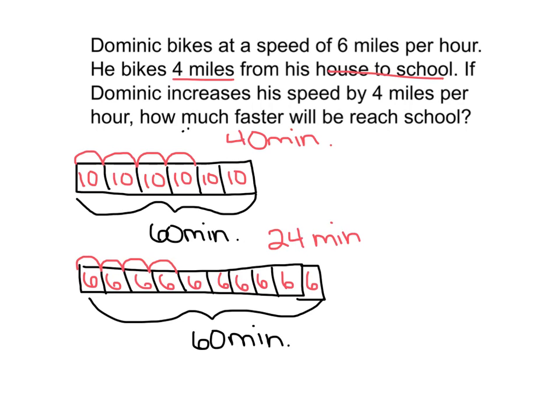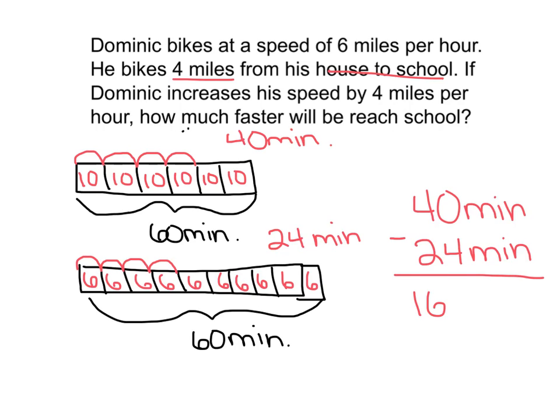So in the beginning, it was taking him 40 minutes to get to school. Now it's taking him 24 minutes because he increased his speed, so he's going a little bit faster. So if you do 40 minus 24, you would get 16 minutes. So Dominic is getting to school 16 minutes faster.